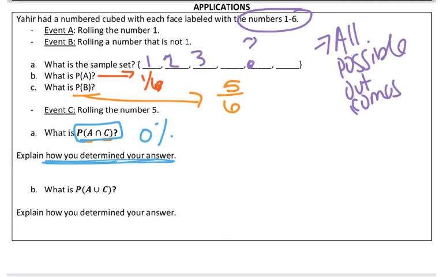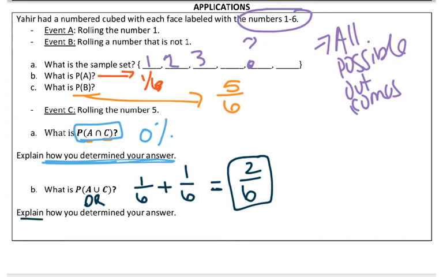Now if we're looking at what is the probability that he rolls either a 1 or, now this is or, a 5? He could either roll a 1 or he could roll the 5, and that also has a 1 out of 6 chance. So that is equal to 2 out of 6. I want you guys to explain how we determine this answer. Make sure you write out your explanations, guys.